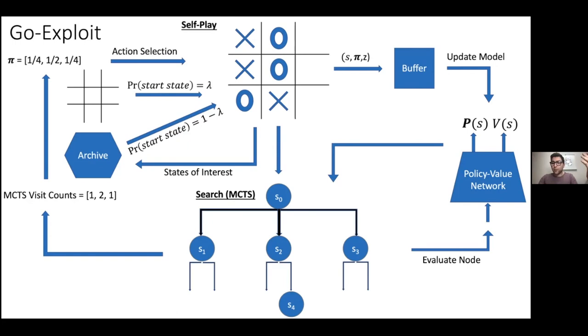So right now we're sampling uniformly at random, but if there's stochasticity in the game, then I think the way in which we sample start states from the archive should try to reflect those transition dynamics and the stochasticity, so that we see states that are more often encountered within the game more often during our self-play trajectories.